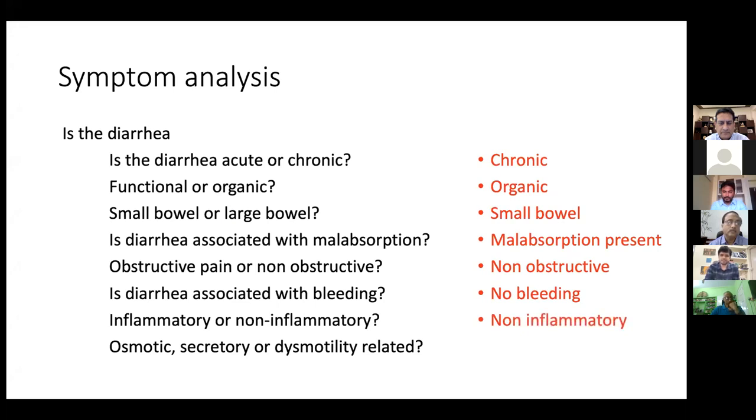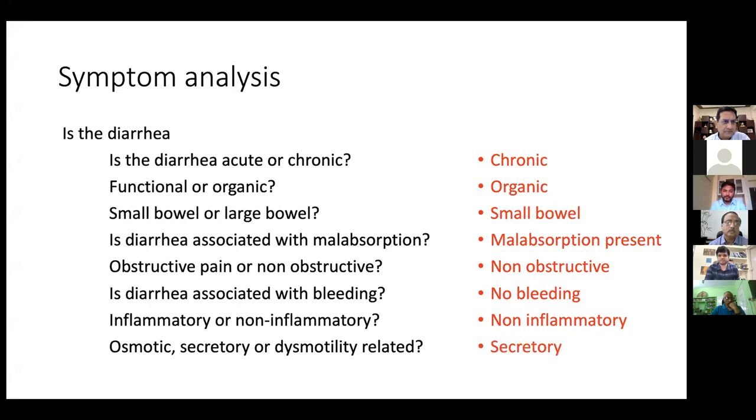And I cannot establish any features suggestive of osmotic diarrhea or any secretory or dysmotility features. But overall, considering that the patient is passing large volume of stools with a relatively high frequency, I would like to commit to a secretory cause of diarrhea.